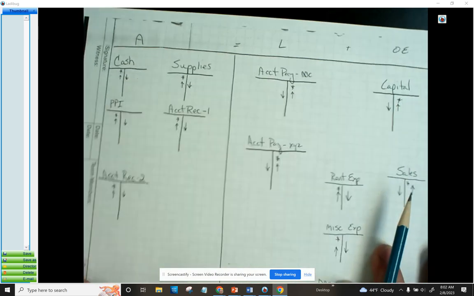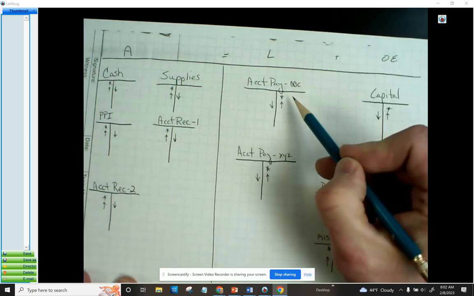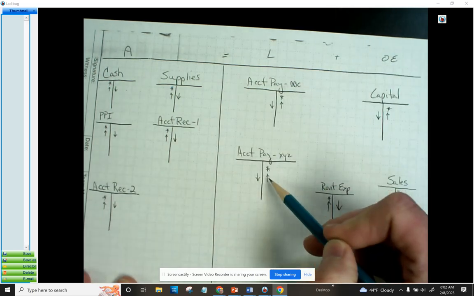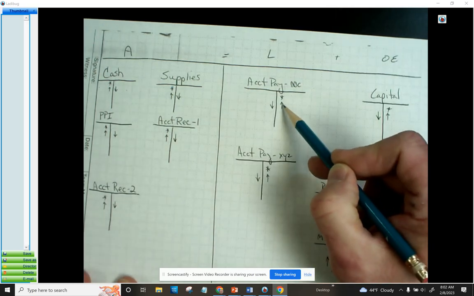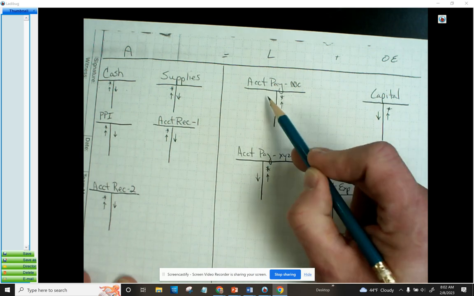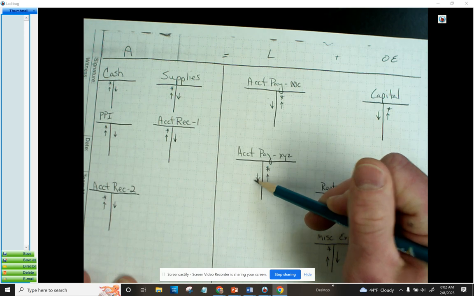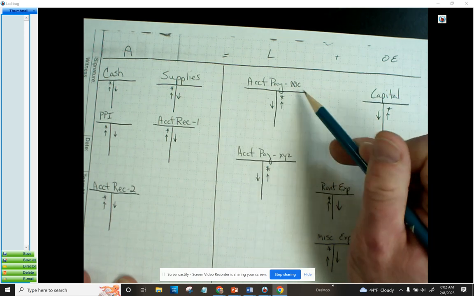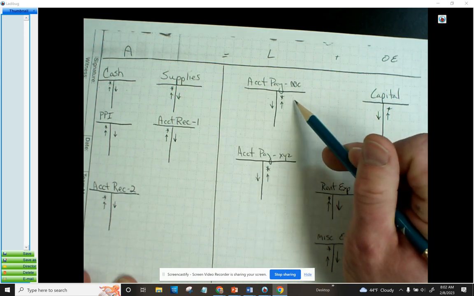Coming over here to liabilities. Liabilities, normal balance is on the credit side. They go up with credits. Notice the arrow going up. And opposite of the normal balance side, they go down. So debits make accounts payable liabilities go down. Credits on the right side make accounts payable liabilities go up.